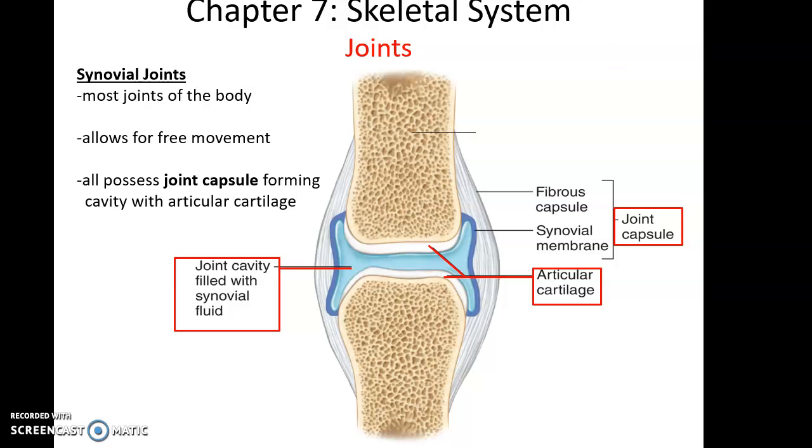Now, synovial joints have a capsule. So they have a joint capsule that forms a cavity. The joint cavity is then filled with a fluid called the synovial fluid. So there's actually a little bit of fluid separating the bones that are coming together at these mobile joints. Of course, at the ends of the bones is the articular cartilage, that hyaline cartilage, which allows for extra protection. And these are structures you will find in all synovial joints: the cavity, the capsule, and the articular cartilage.